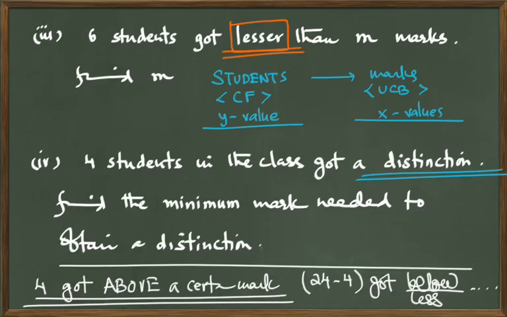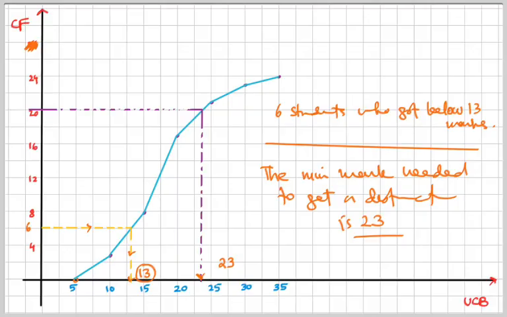But 4 students in the class got a distinction. 4 got above a certain mark. So I cannot read for 4, and that answer itself will speak for itself. It would be unrealistic. 4 students got a distinction, 20 did not. So read the graph for 20, and that's how you get the answer.